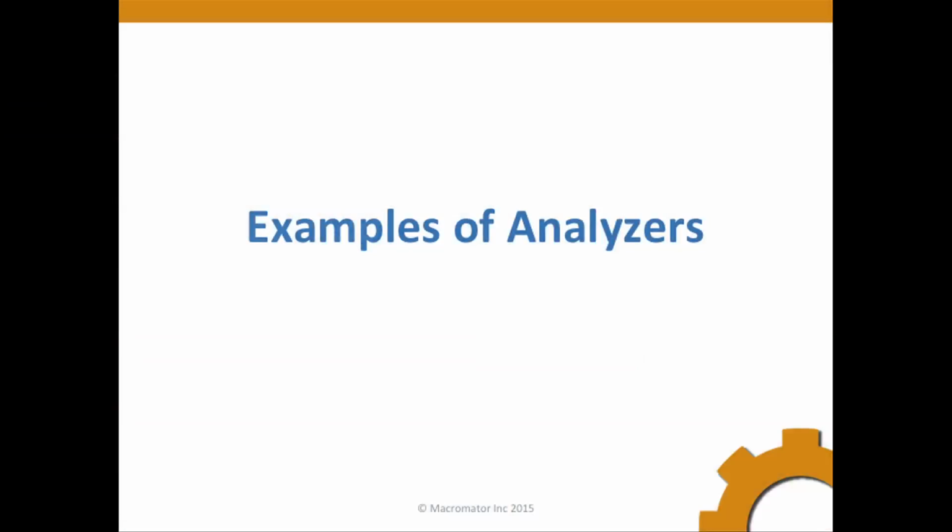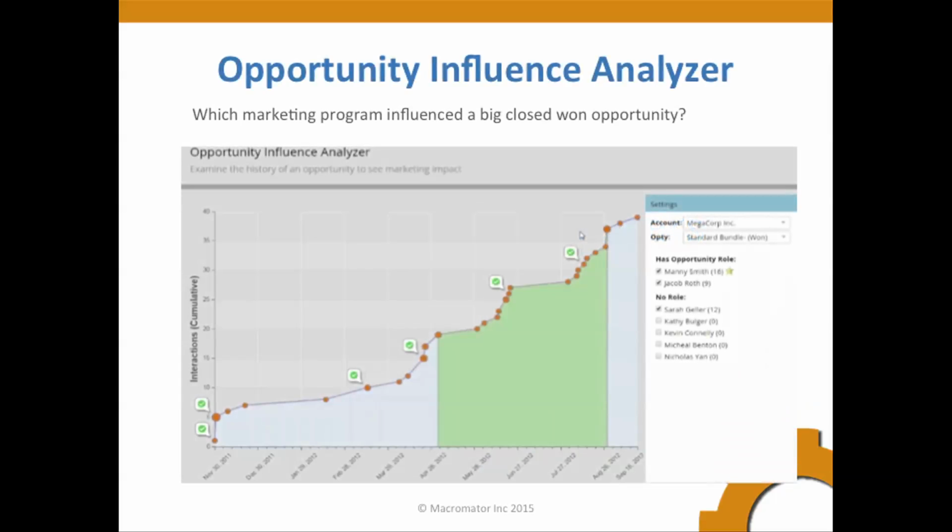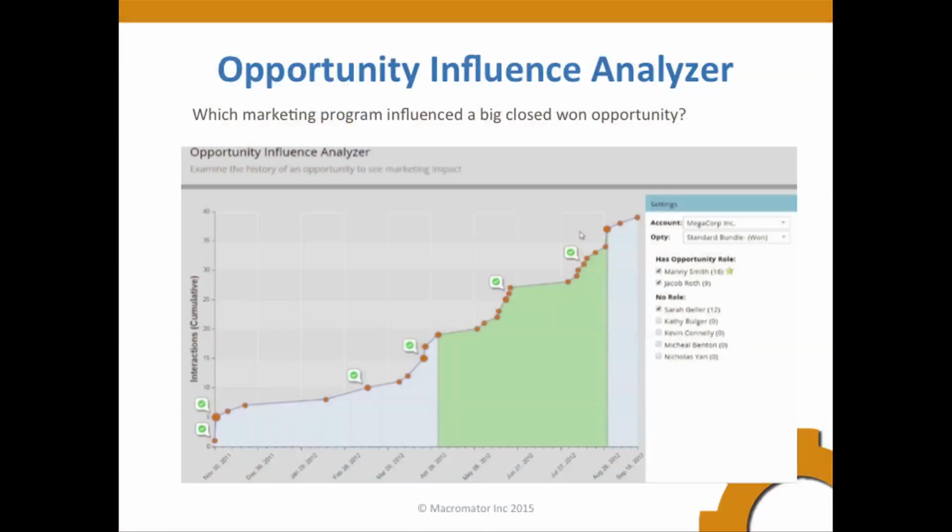Good. Now my analyzers. So once you graduate from your basic reporting, you move on to using the analyzers. The first one that you want to use is the Opportunity Influence Analyzer, which tries to answer the question of what marketing program influenced a big closed won opportunity. So, what was marketing's impact? Now in here, you have "has opportunity role" and "has no role in the opportunity," and I can choose who to look at.